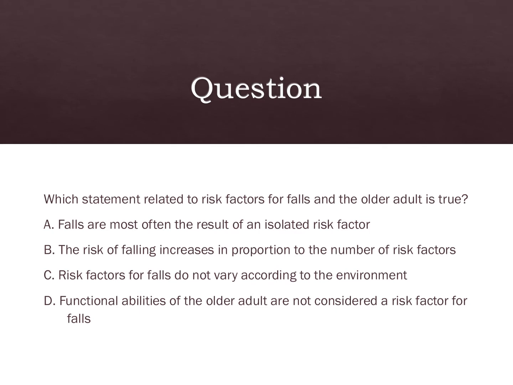Question: which statement related to risk factors for falls and the older adult is true? The answer to this question is B. The risk of falling increases in proportion to the number of risk factors, which we just talked about in the last slide. Falls are the result of a combination of risk factors rather than one isolated risk factor, and the risk increases in proportion to the number.